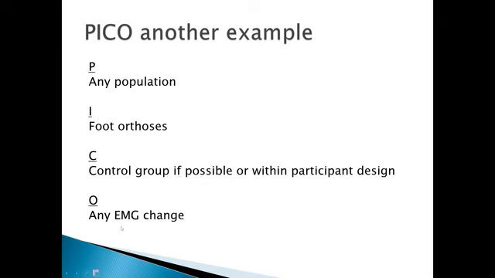And the outcome measure we're particularly focused on is any electromyographic changes. We're interested in neuromotor control. So again, this might change. We might decide that there's not enough evidence around neuromotor control and EMG, so maybe we want to look at kinematics and kinetics and the effects of orthotics on that in any population. So you can change this around depending on what question you want to look at.